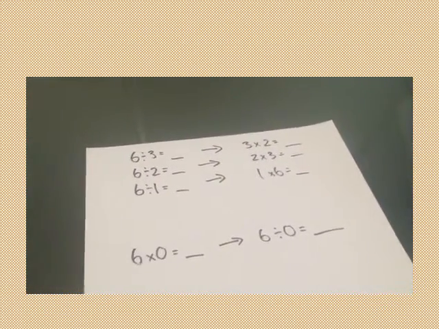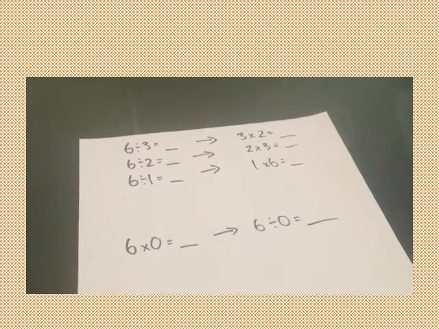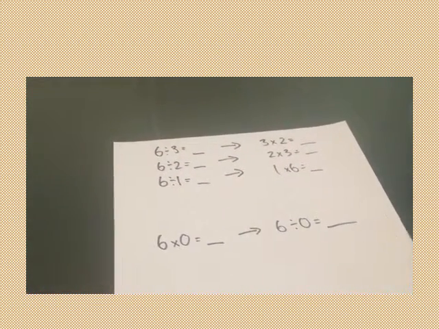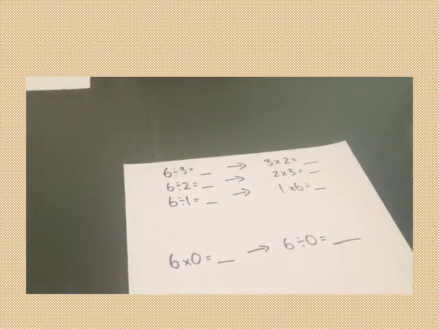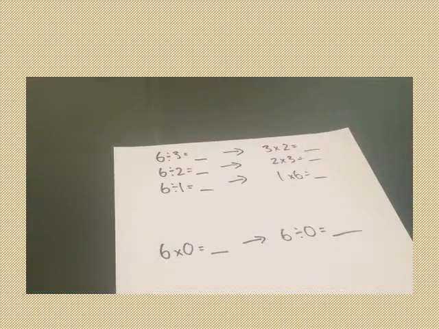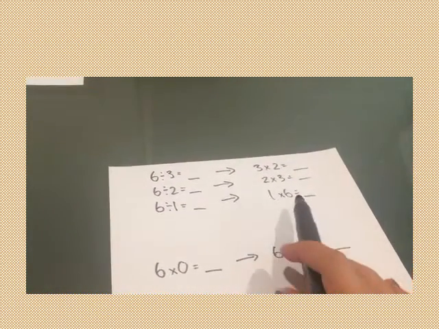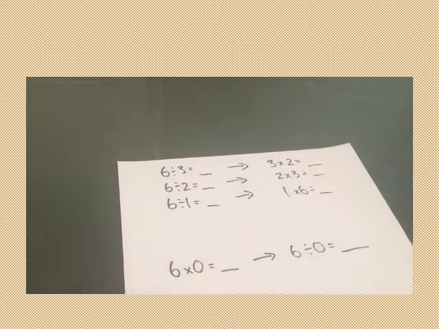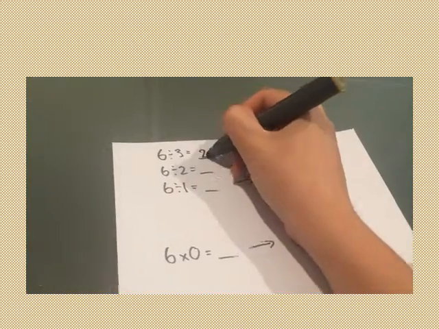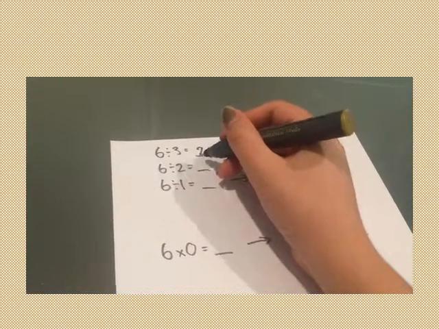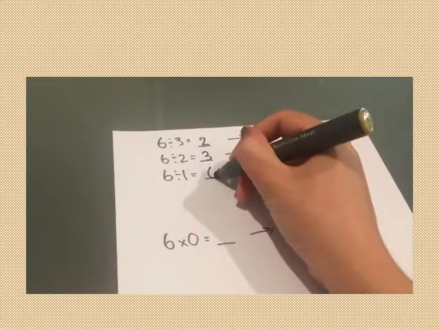Today we'll be focusing on dividing by 0 and how it is a misconception within students, and it's difficult for students to grasp as 0 is not defined. So first I would begin by showing the relationship between division and multiplication. So 6 divided by 3 equals 2, 6 divided by 2 equals 3, and 6 divided by 1 equals 6.